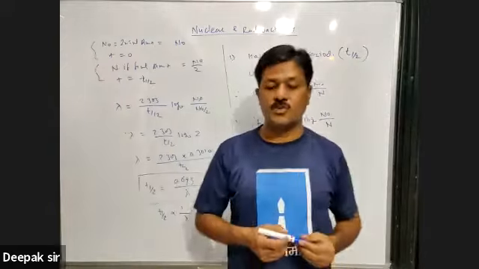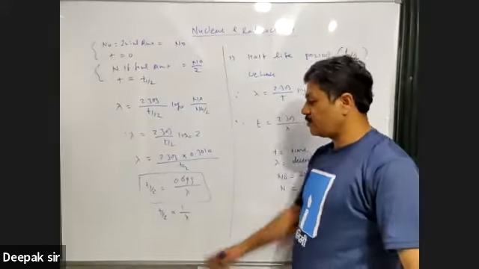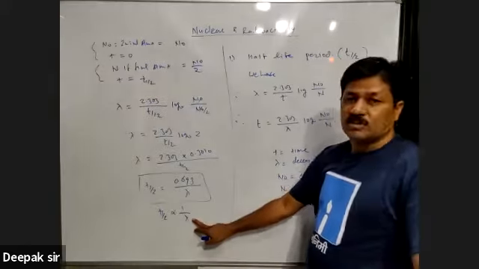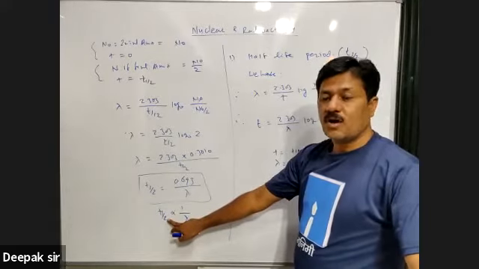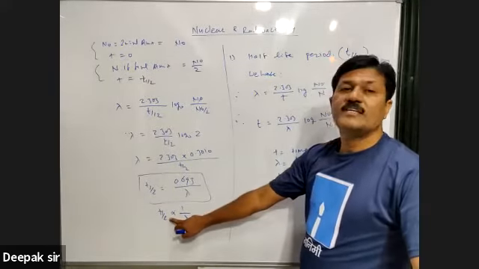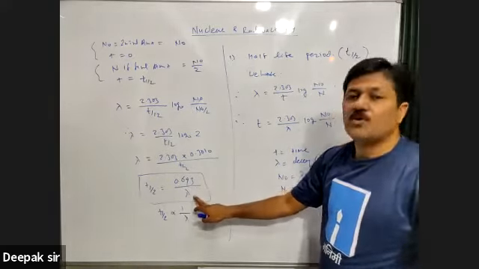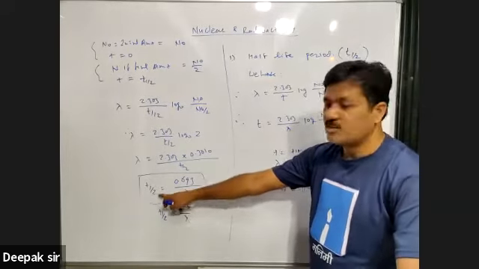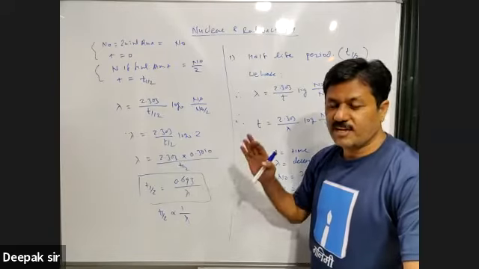So this is the way we are going to calculate the half-life period. The half-life period is inversely proportional to lambda, that is the decay constant. This means if the decay constant increases, the half-life period will decrease, and if it decreases, the half-life period will be more. So half-life period is equal to 0.693 upon lambda, the decay constant. If we know the decay constant, we can calculate the half-life period. If we know the half-life period, we can calculate the decay constant for each and every element.